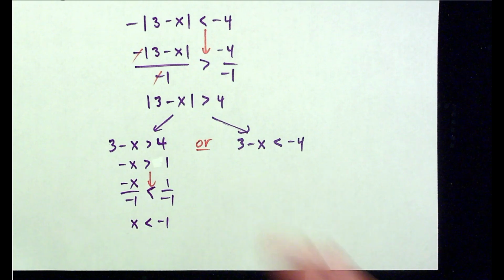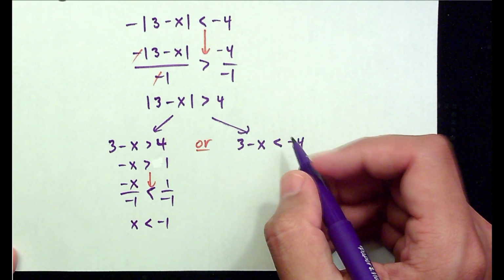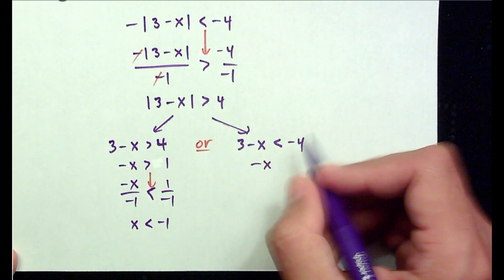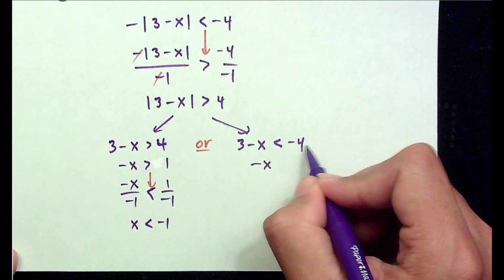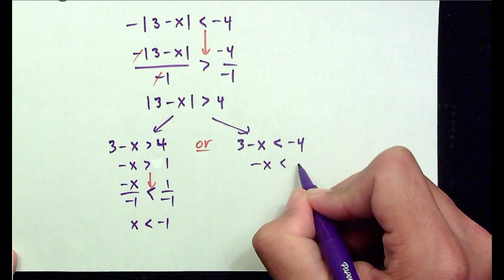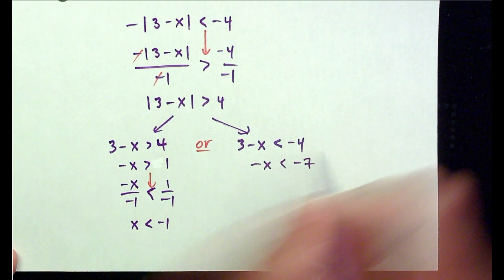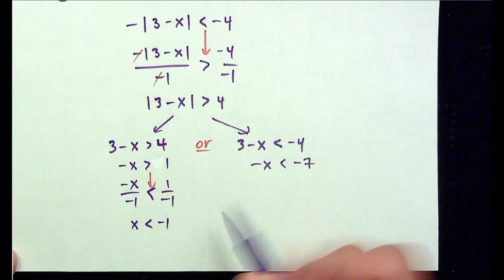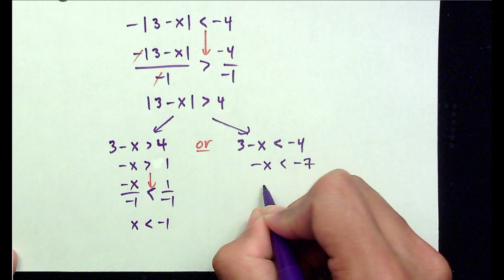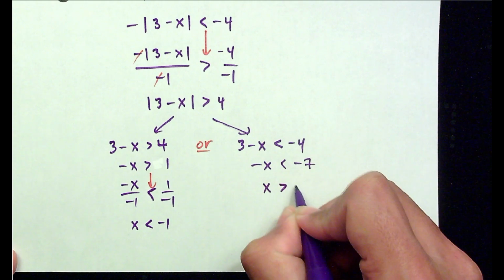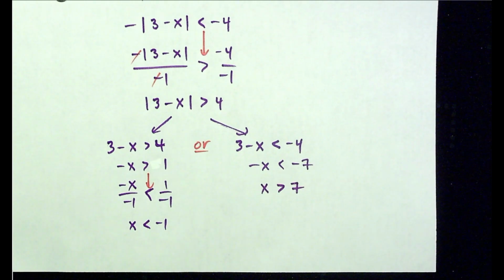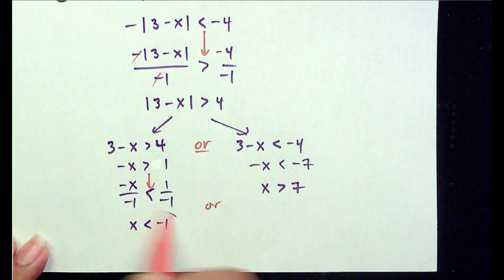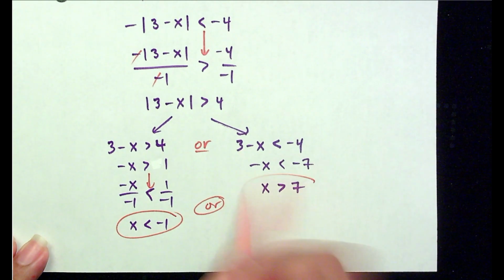Now we just solve this inequality. So subtract 3, you will get negative x. Negative 4 minus 3 would be negative 7. And now divide by negative 1, just exactly like I did here, so I'm going to skip that step. We would get x is bigger than positive 7. Okay, so the answer is that or that.